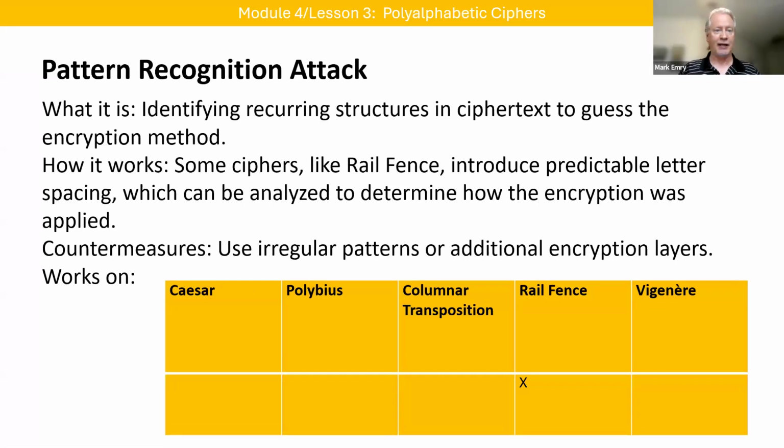Pattern recognition attack is identifying recurring structures in ciphertext to guess the encryption method. Some ciphers, like rail fence, introduce predictable letter spacing, which can be analyzed to determine how the encryption was implemented. To counter that, again, we use irregular patterns or additional encryption layers. Rail fence is what pattern recognition can work on.